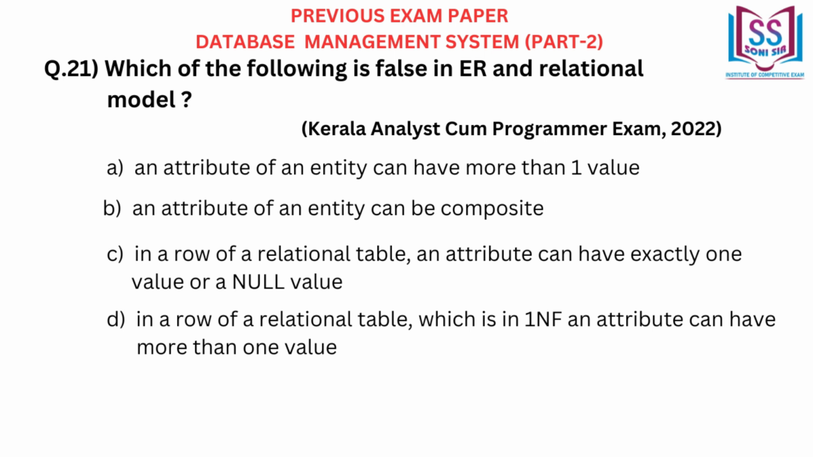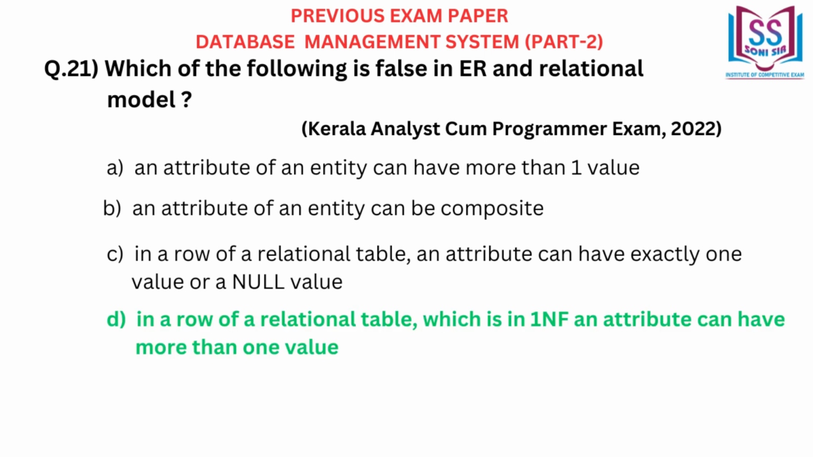Which of the following is false in ER and relational model? A. An attribute of an entity can have more than one value. B. An attribute of an entity can be composite. C. In a row of a relational table, an attribute can have exactly one value or a null value. D. In a row of a relational table, which is in 1NF, an attribute can have more than one value. Correct answer D.